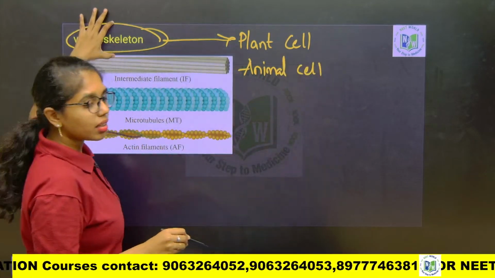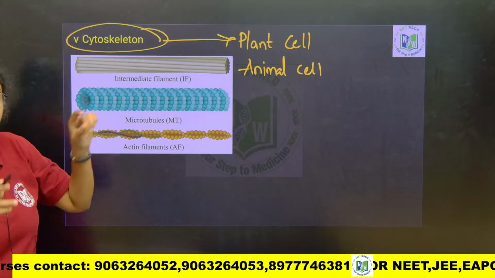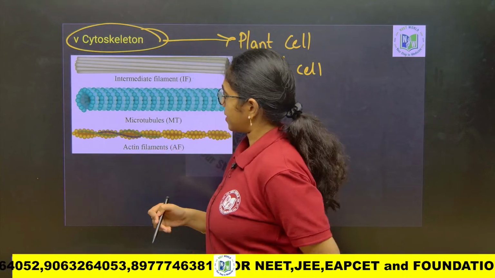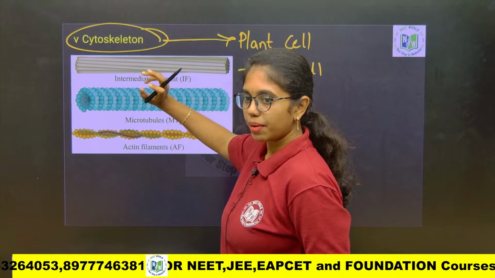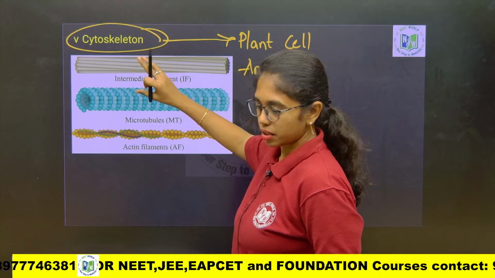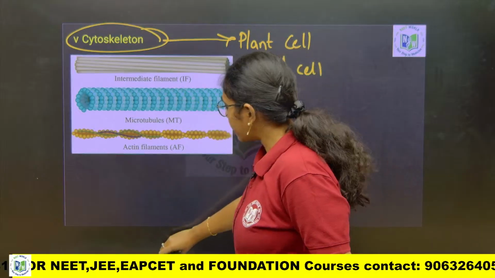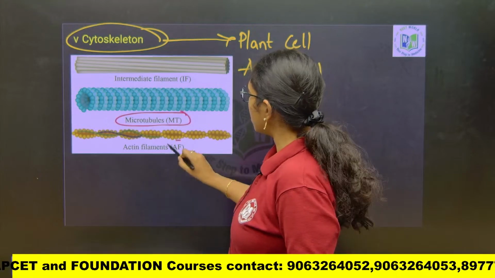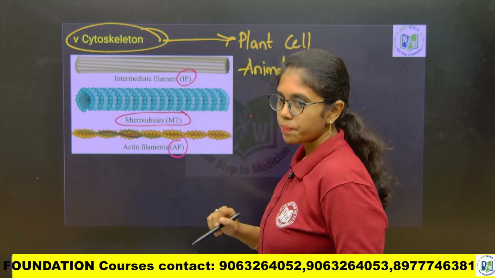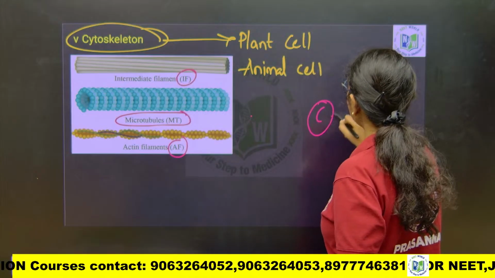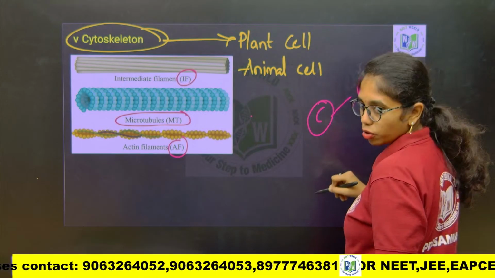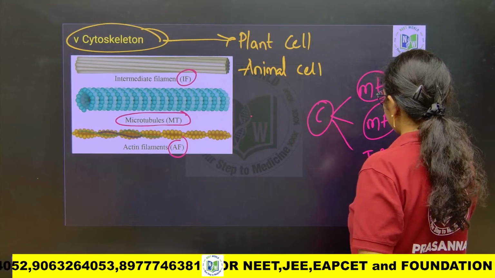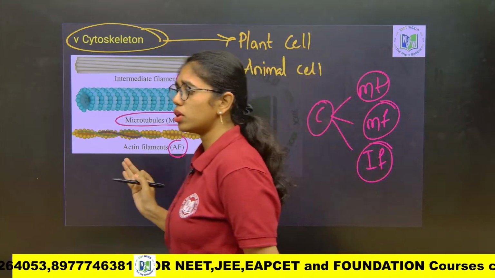What is cytoskeleton? The name itself says that it gives shape to the cell and maintains the cell structure and cell shape. As such, cytoskeleton will be having filaments. Cytoskeleton is composed of intermediary filaments, microtubules and microfilaments. So, what is cytoskeleton composed of? First is microtubules, microfilaments, intermediary filaments.